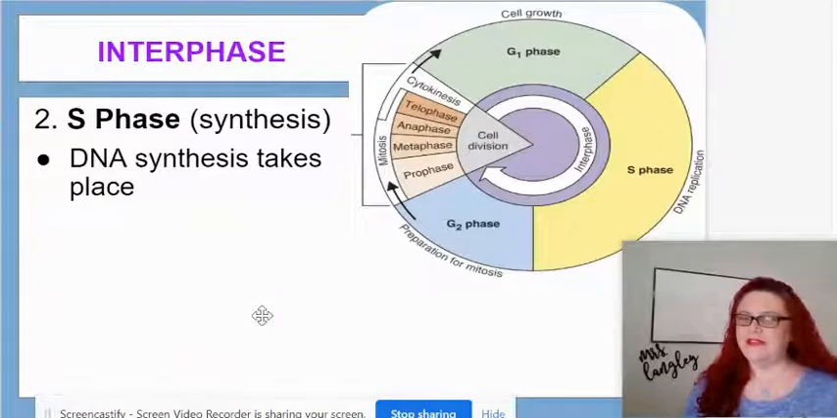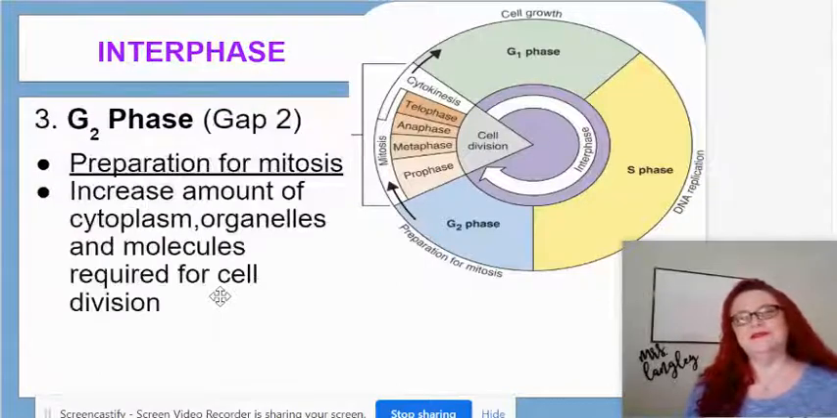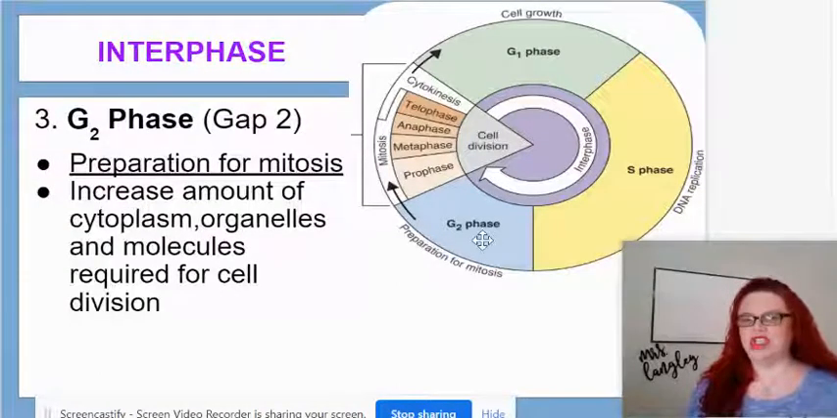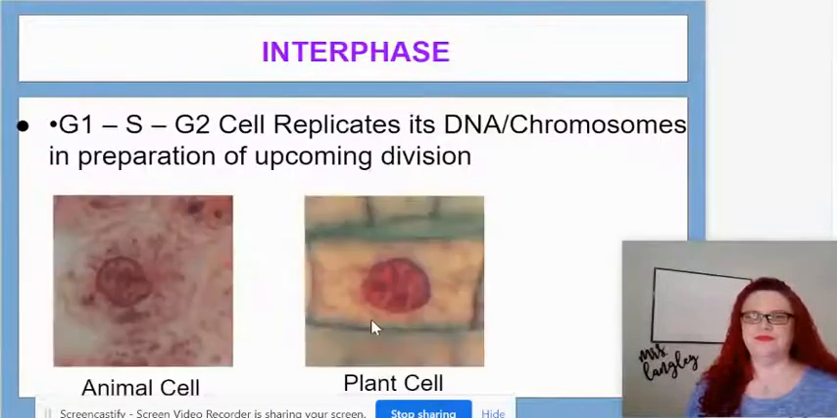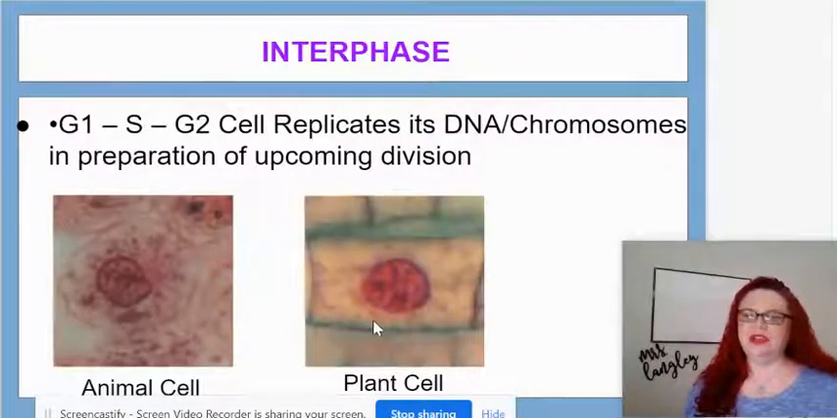So the copying of DNA happens during interphase. This isn't actually part of cell division. Next, we go into the G2 phase, and this is where it prepares to divide. That means we have to increase the amount of cytoplasm and organelles within the cytoplasm. So here we see cells in interphase. Not very distinct.